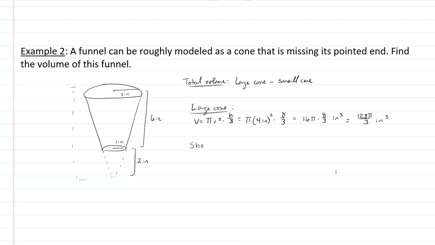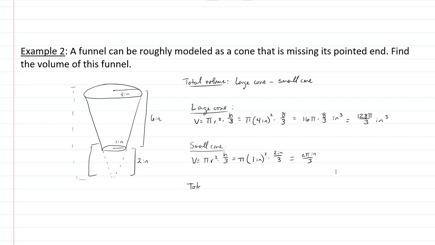We have the short cone, or the small cone. Volume is given by pi r squared times height over 3, like before. Our new radius is going to be, this is the small cone, so our radius is 1 inch squared, times the height, which is 2 inches over 3. So the volume of the small cone is just 2 pi over 3 inches cubed.